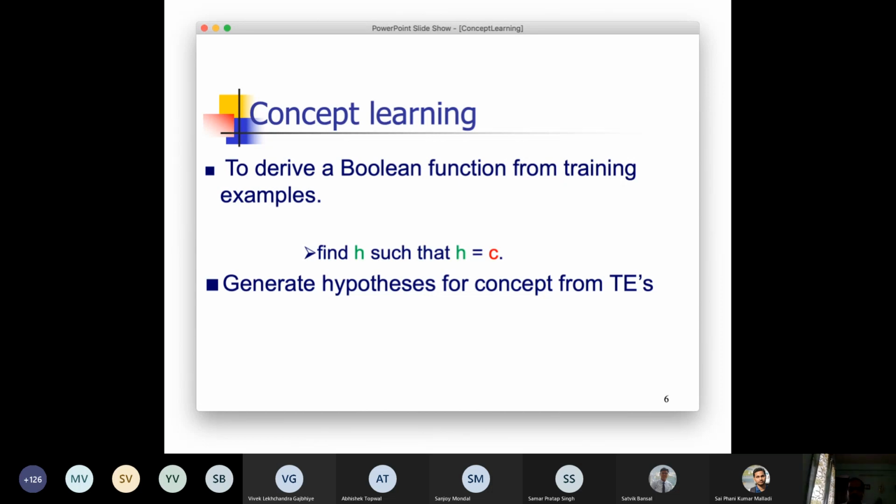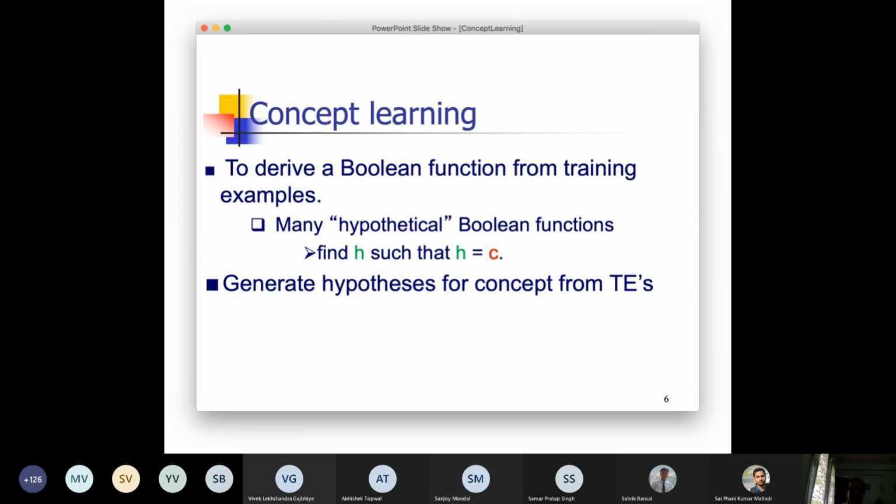So whatever you derive, it would be some kind of assumptions, or some kind of approximation of C. You may not say exactly that it has become C. But there could be various such hypothetical Boolean functions.